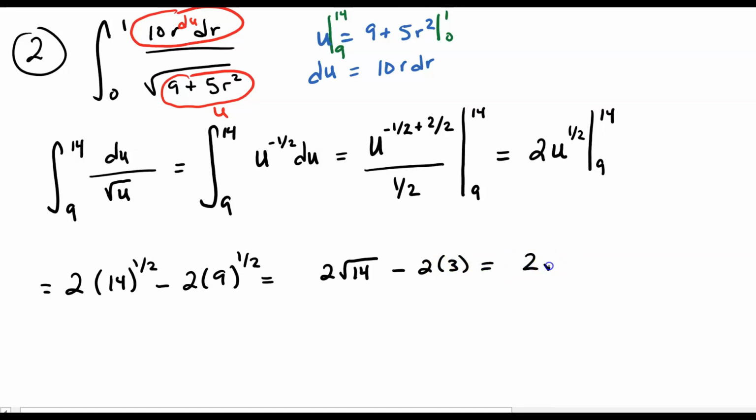And we end up with a final answer here of 2 square root of 14 minus 6. And really nothing to it. I mean, that's relatively easy. I think the time-saving part of not having to back substitute makes this really nice.